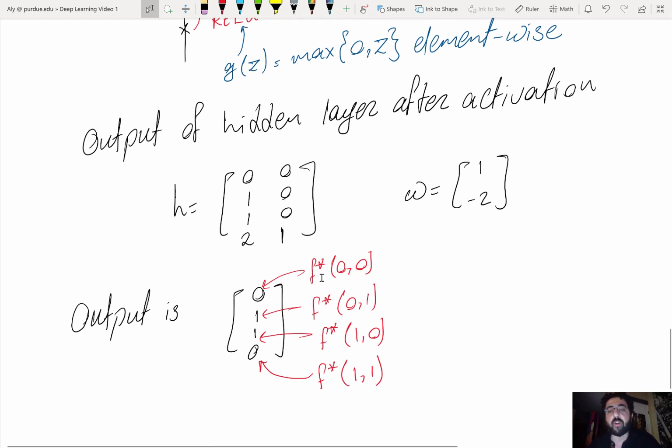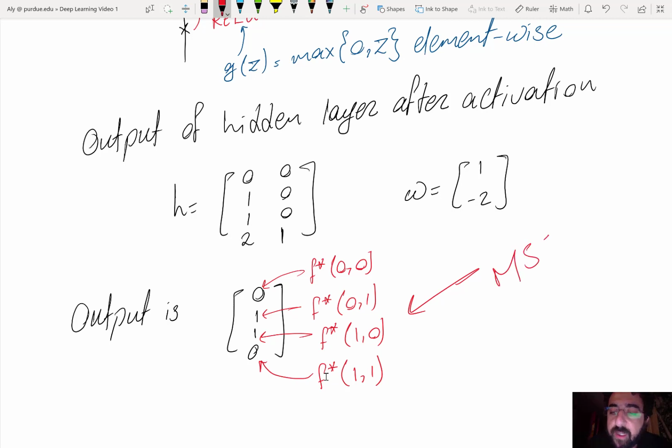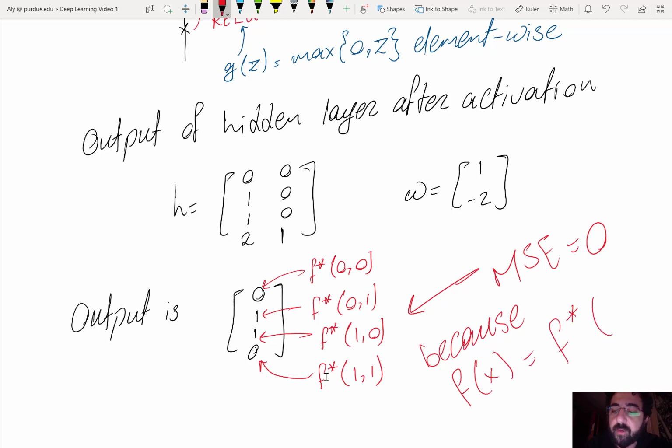0 is the F star value of 0, 0. 1 is the F star value of 0, 1. 1 is the F star value of 1, 0. And 0 is the F star value of 1, 1. That means the mean square error, or MSE, will equal 0 because F of X is identical to F star of X. The predicted label is the true label.